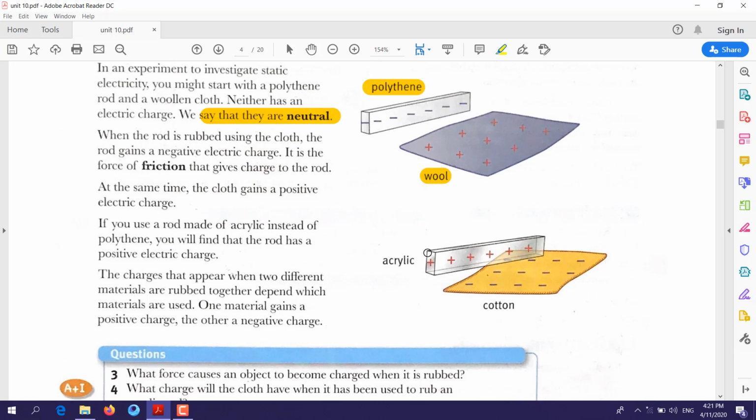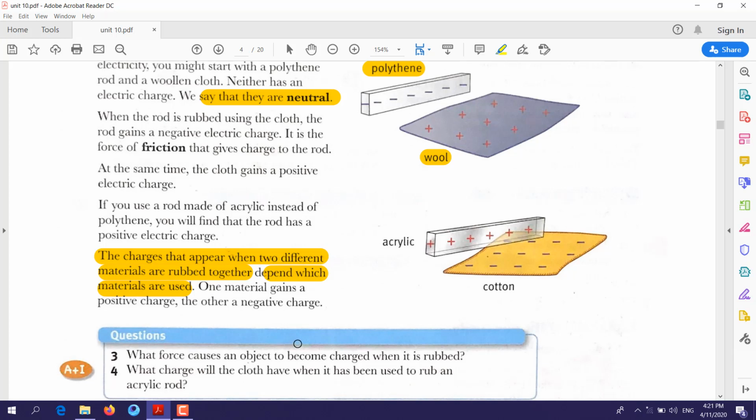So the kind of electric charge depends on the material. Each material has a specific charge. Some materials will always be negatively charged, others will always be positively charged. The charge that appears when two different materials are rubbed together depends on which materials are used. As I said, some materials will always be positively charged, others will always be negatively charged.